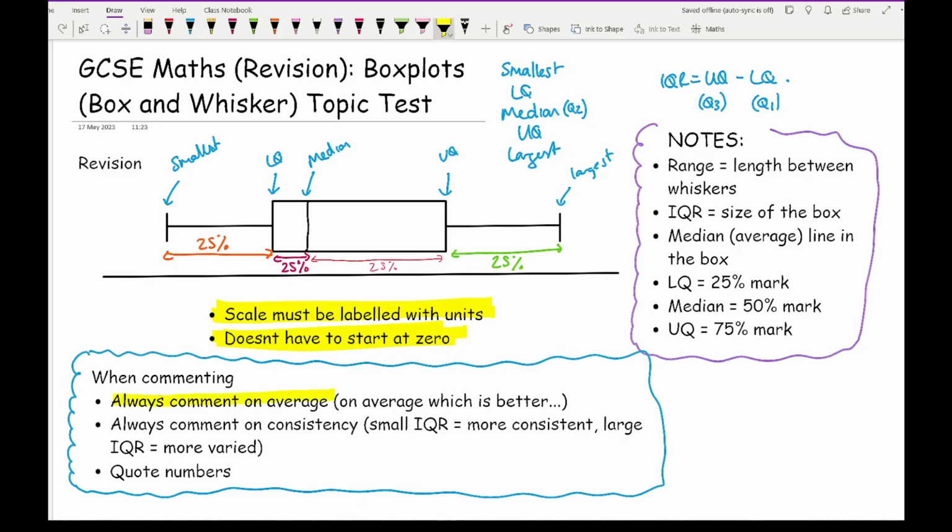Now this is where you are comparing the median values. Either you calculate the median values or you look at the box plot to decide, and you also need to decide, is it better to have a small median or a large median? And that all depends on the context of the question.